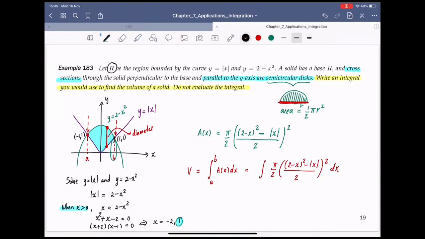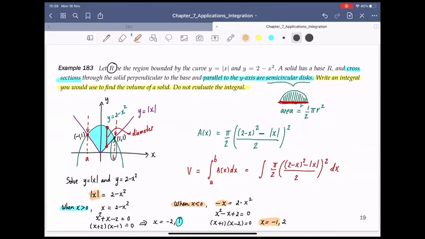But when x is negative, you have negative x equal to 2 minus x squared, because when x is negative, your absolute value is going to be negative x. Then you get x squared minus x, this time plus 2, equal to 0. You factor, so you get x plus 1 and x minus 2 equal to 0. So x equals -1 and 2. But because you force x to be less than 0, x equals -1.